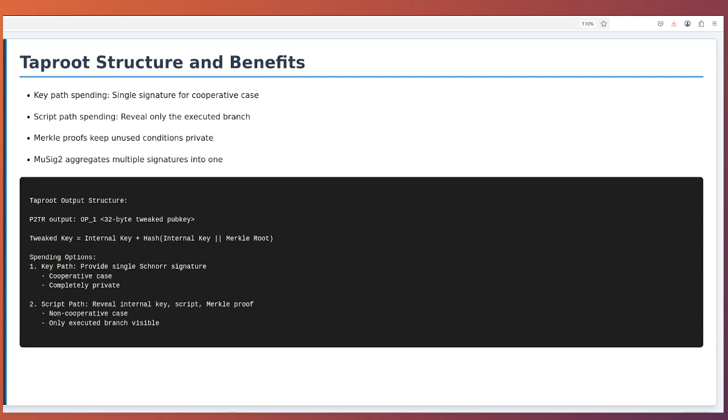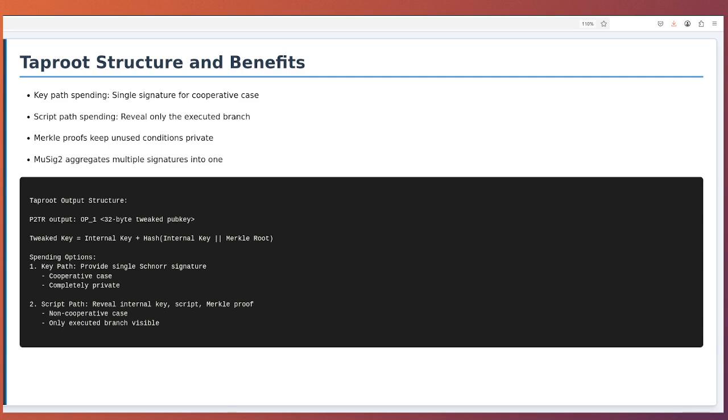When spending via the script path, you reveal the internal public key, the specific script you are executing, and a Merkle proof showing this script was committed in the tree. The verification process recomputes the tweaked key from the internal key and Merkle root, confirms it matches the output key, then executes the revealed script. Only the executed script path is visible, maintaining privacy for unused alternatives.